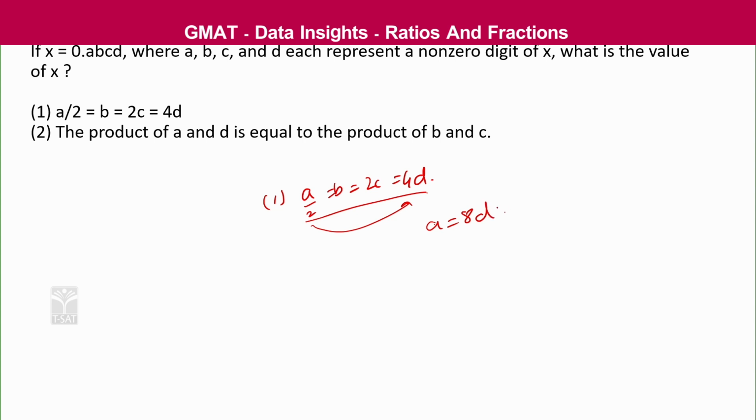So, when A and D are both non-zero, the only way this is possible is when D is equal to 1. If D is equal to 2, A will become 16 and it will not be a digit. A and D both should be a digit. So, therefore, D should be 1 and A should be 8. If D is 1, then B = 4D, so B will come out to be 4, and 2C = 4D, so C = 2D, so C will come out to be 2. So, therefore, you have the values of all A, B, C and D.